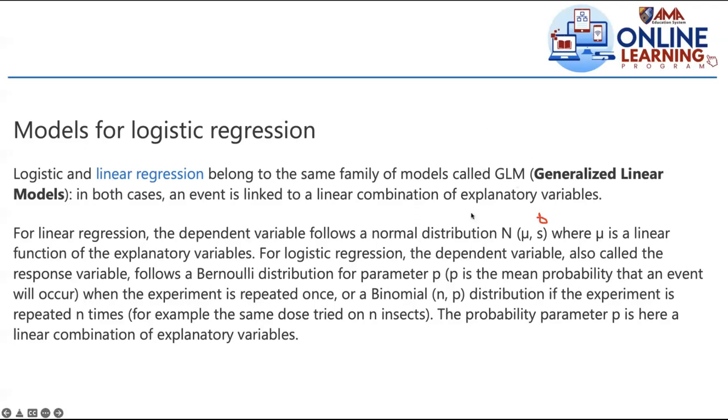The probability in the normal distribution is the area under the curve. That's where we can talk of probability when we relate the linear regression to a normal distribution. But here in logistic, the model that we will have will give you the probability already, through the logistic function. So that's the difference between the two. The probability parameter p is here a linear combination of explanatory variables again, because p is associated to y. Remember, in our model we link y to our combination of the independent variables, also called explanatory variables. So I think that's enough detail.